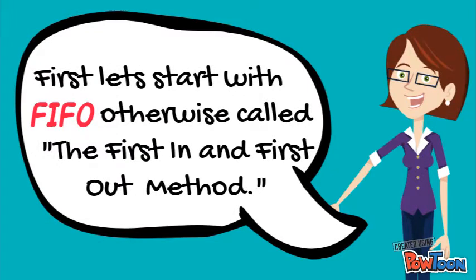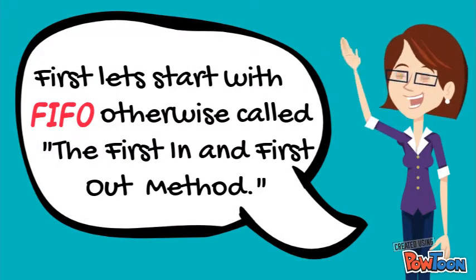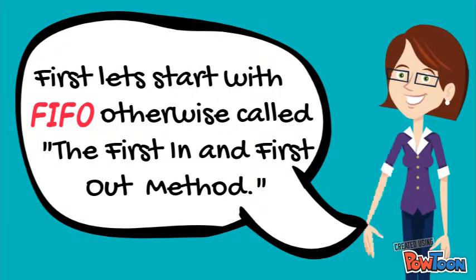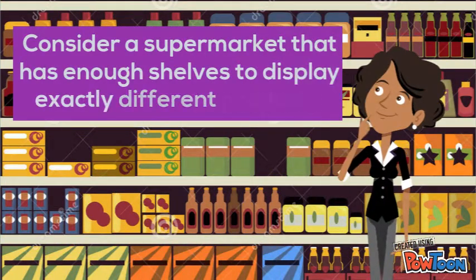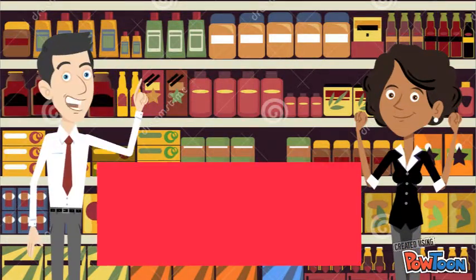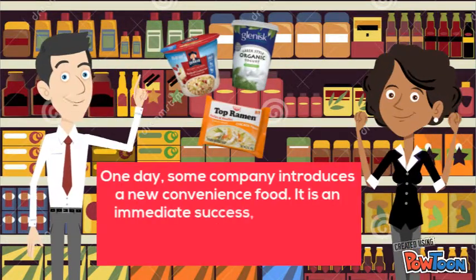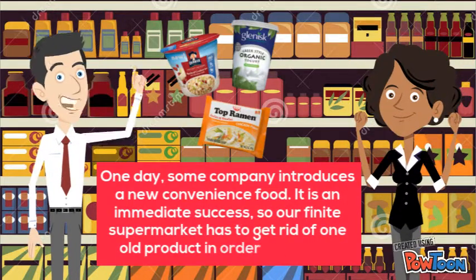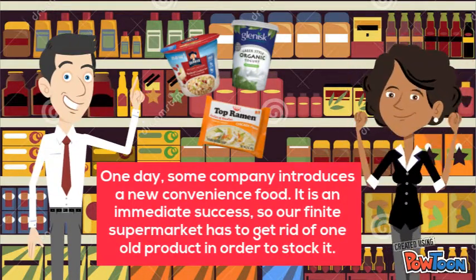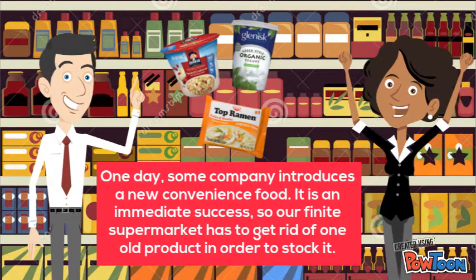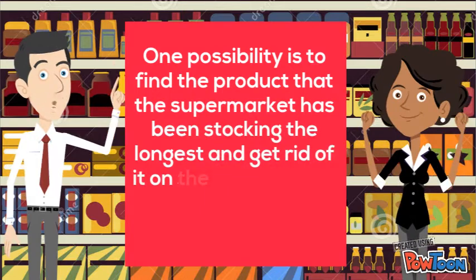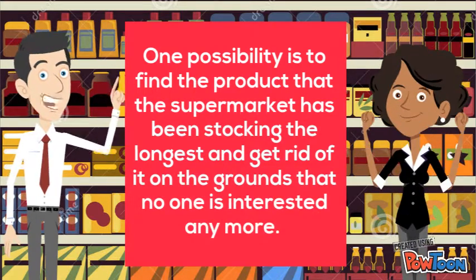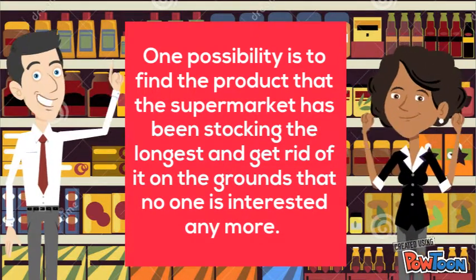First, let's start with FIFO, otherwise called the first in and first out method. Consider a supermarket that has enough shelves to display exactly n different products. One day, some company introduces a new convenience food. It is an immediate success, so our finite supermarket has to get rid of one old product in order to stock it. One possibility is to find the product that the supermarket has been stocking the longest and get rid of it on the grounds that no one is interested anymore.